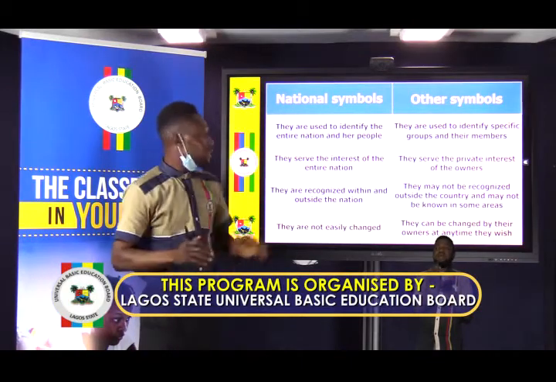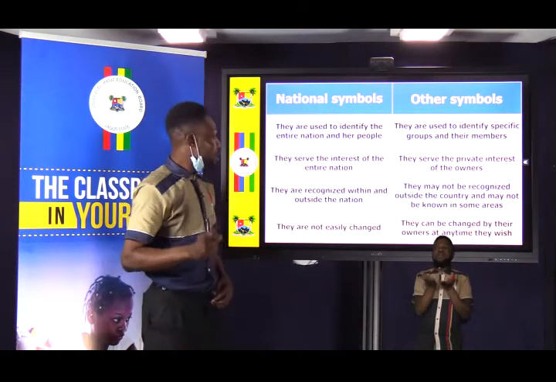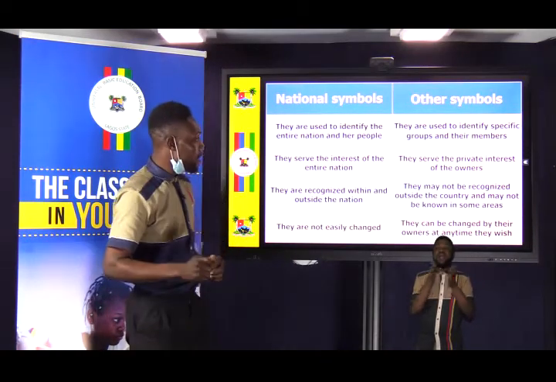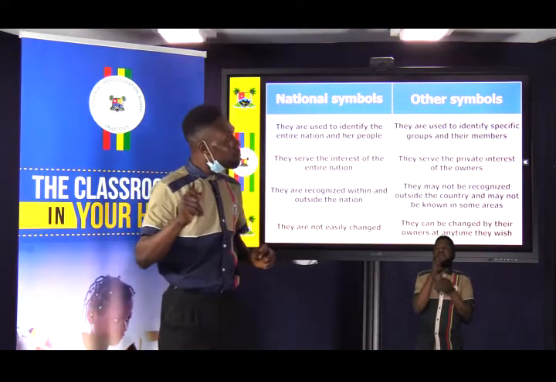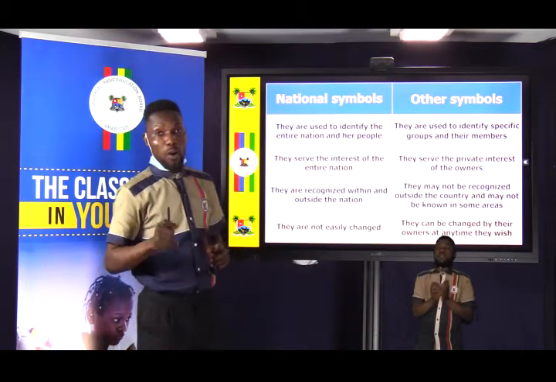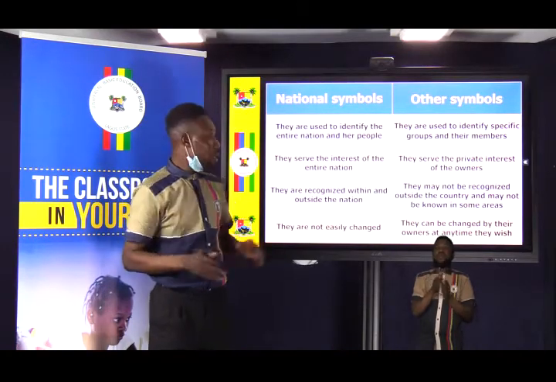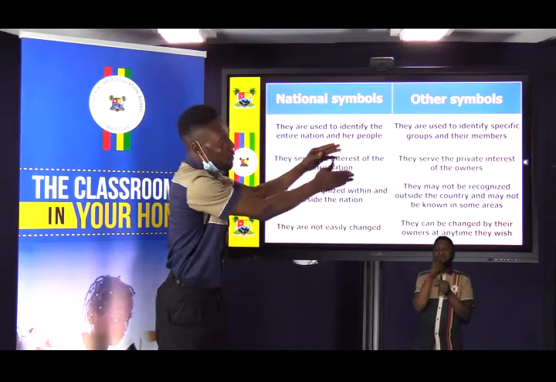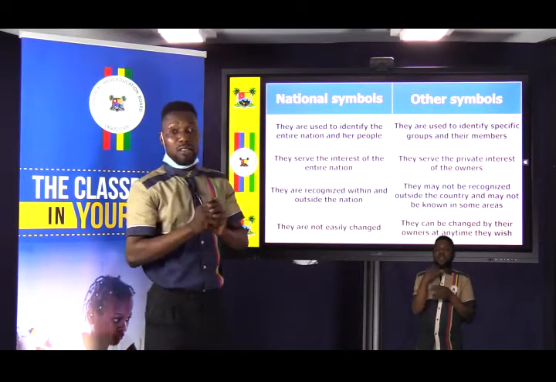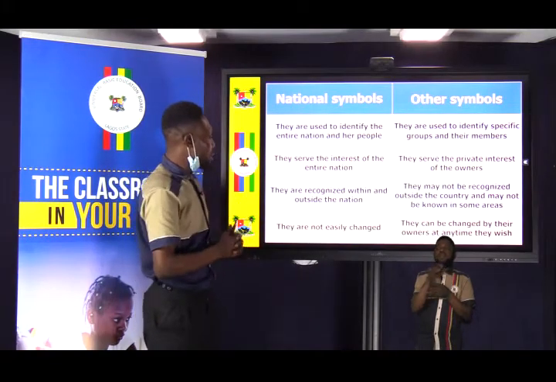The second one, national symbols serve the interest of the entire nation. Other symbols serve the private interest of the owners. This is for the entire nation, while the other symbol is for the private interest of the owners of some groups. Let's look at another one, the third one.